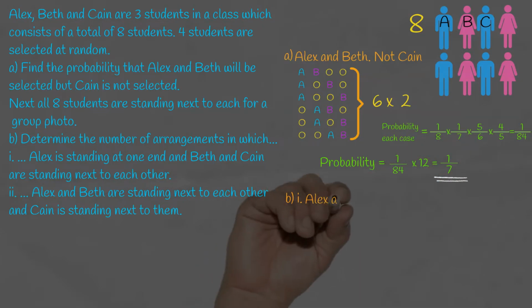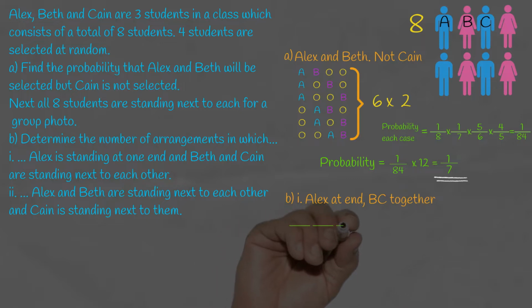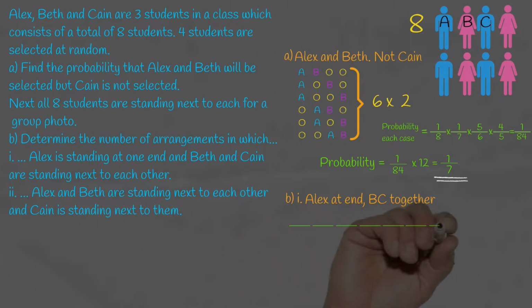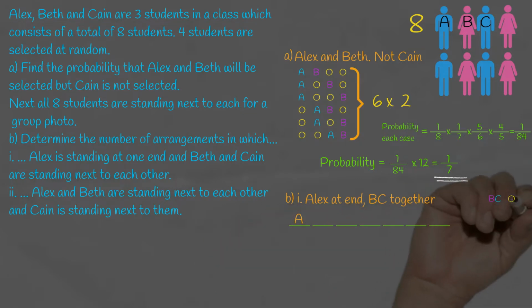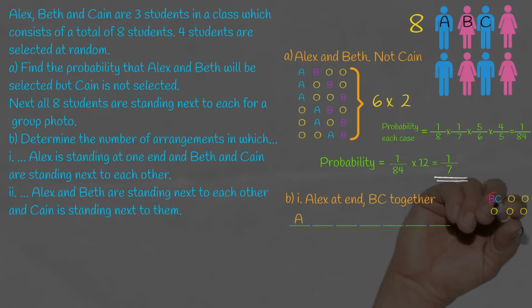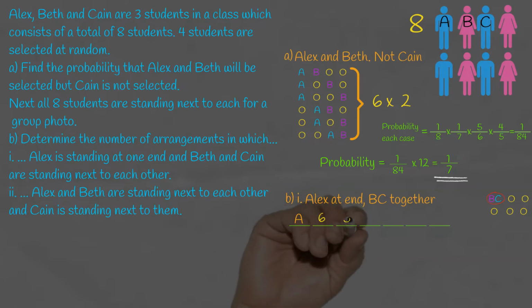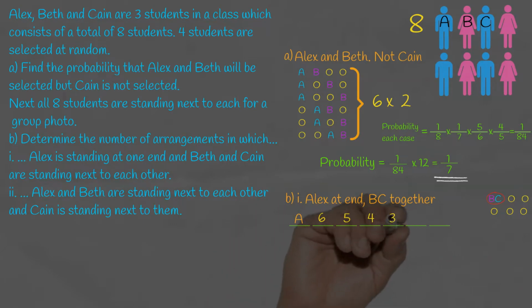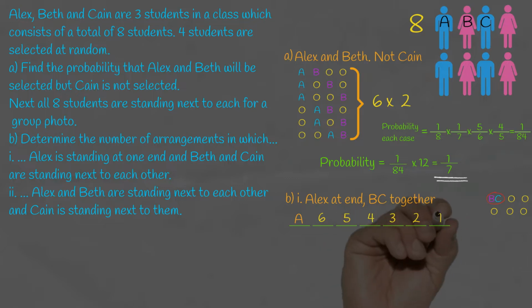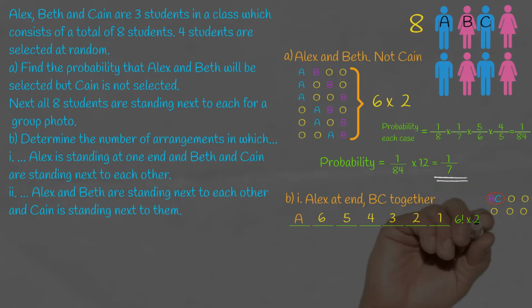Next, we want to find the number of arrangements where Alex is at the end and Beth and Cain are together. So first we place Alex at the end of the row and we treat Beth and Cain as one unit together. So for the next place next to Alex, we have 6 people to choose from effectively, and then 5 and then 4, etc. And this equates to 6 factorial times by 2 because Beth and Cain can be swapped the other way round.